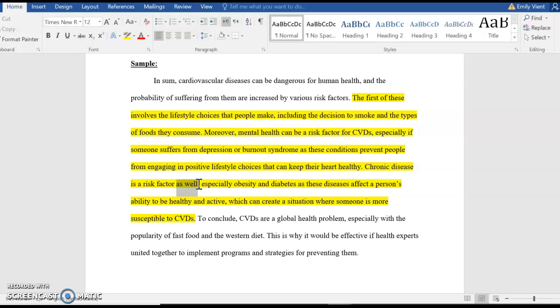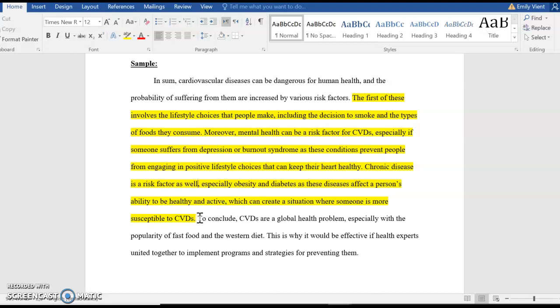"Chronic disease is a risk factor as well, especially obesity and diabetes, as these diseases affect a person's ability to be healthy and active, which can create a situation where someone is more susceptible to CVDs." Okay. So again, 3 sentences, that's my summary, right? So you don't want it to be longer than that, especially with the word count for the final paper. So I would say 3 sentences. Most of you have 3 main points, so 3 sentences, a sentence for each.